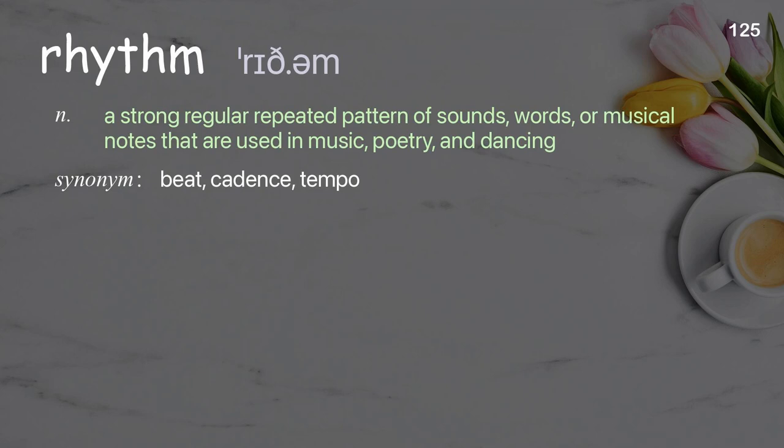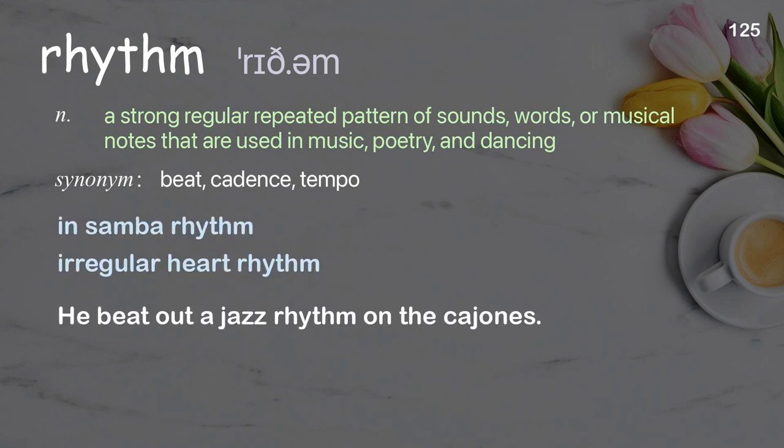Rhythm. A strong, regular, repeated pattern of sounds, words, or musical notes that are used in music, poetry, and dancing. Examples. Samba rhythm. Irregular heart rhythm. He beat out a jazz rhythm on the cajon.